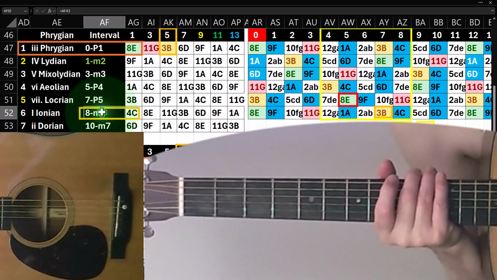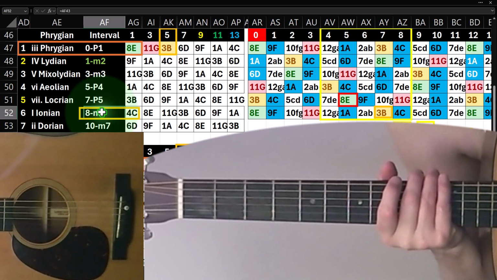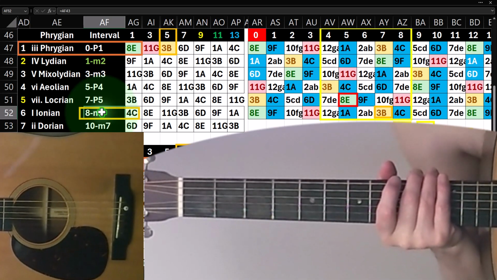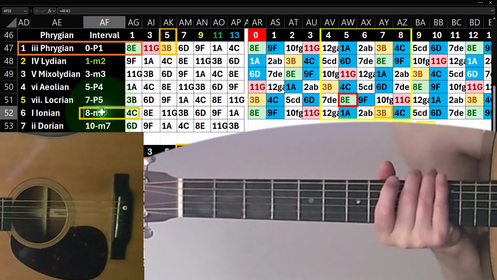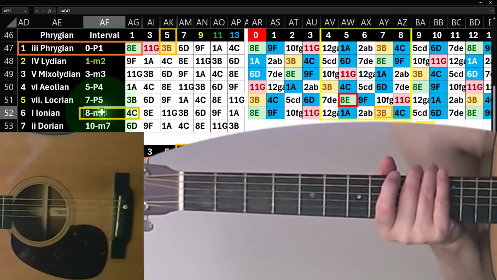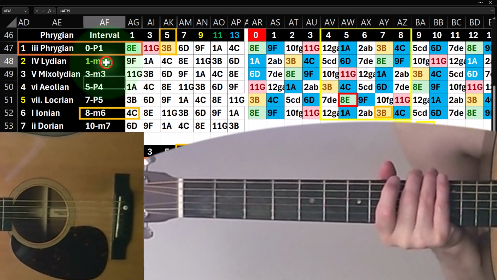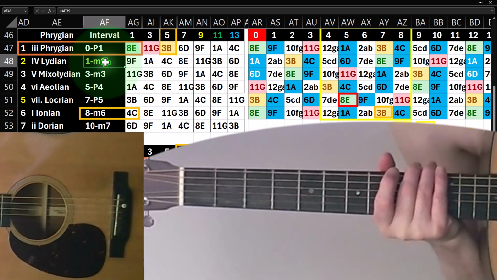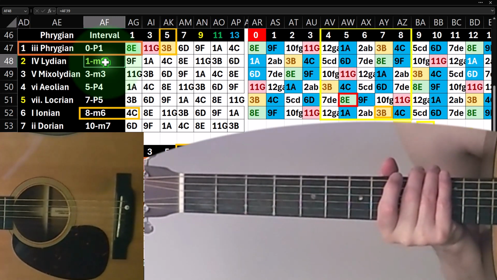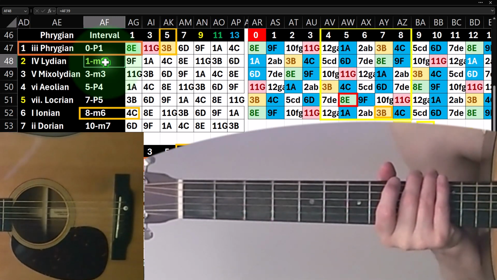And so the 8-note away minor 6 would be the same interval construction if it was the main minor that we were building, like an E minor. That would also be an 8-note away minor 6. The only difference in the intervals from the Phrygian to the minor scale is that second. The Phrygian has a 1-note away minor second, the minor scale having a 2-note away major second still.